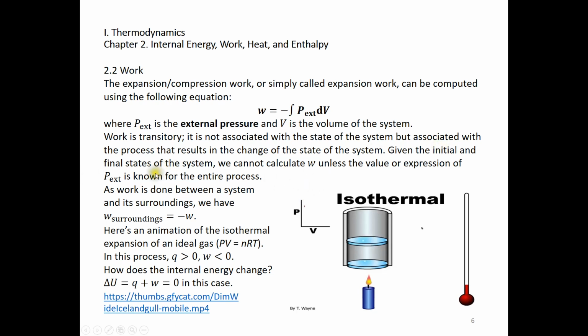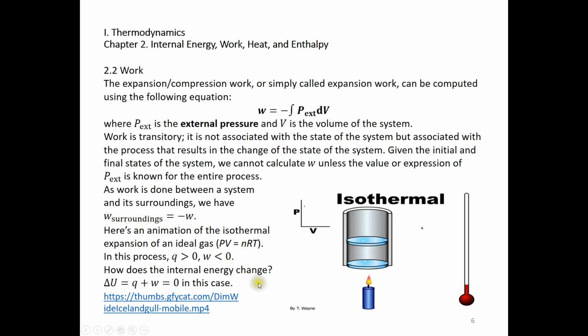All right. If work is done, it's always between two objects. If we're talking about the work of the system, we have to understand this equation. The work done to the surroundings is the opposite of the work done to the system. So W surroundings plus W system is always 0.